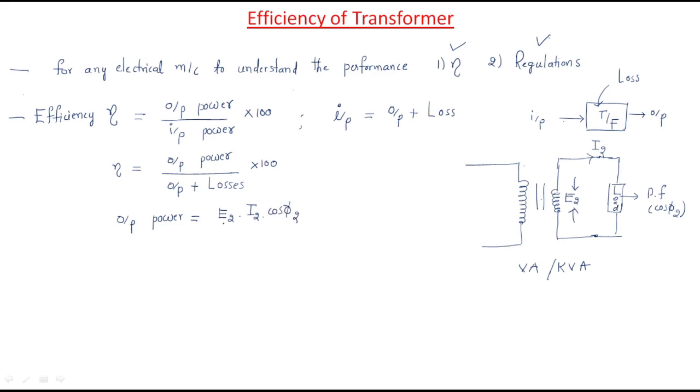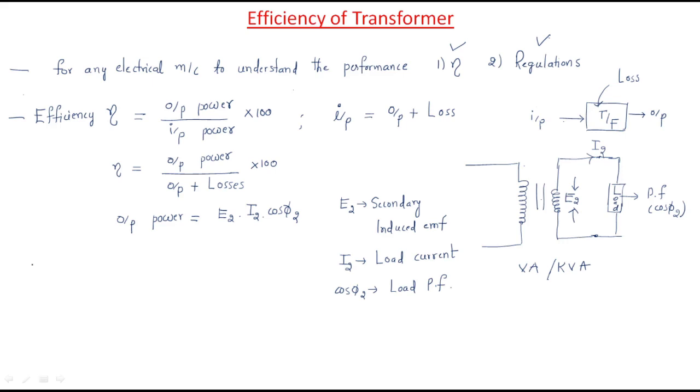Here, what are the terms? E2 is the secondary induced EMF. I2 is the secondary load current. What is cos phi 2 here? Cos phi 2 is the load power factor. Simple. This is about the output power.